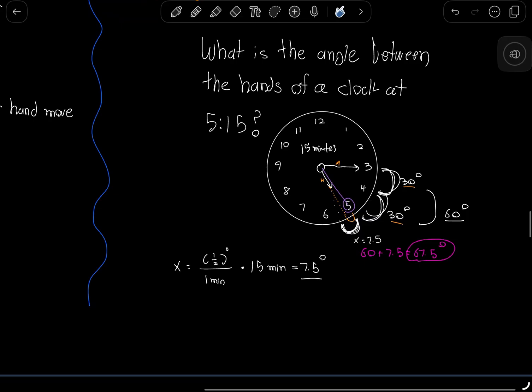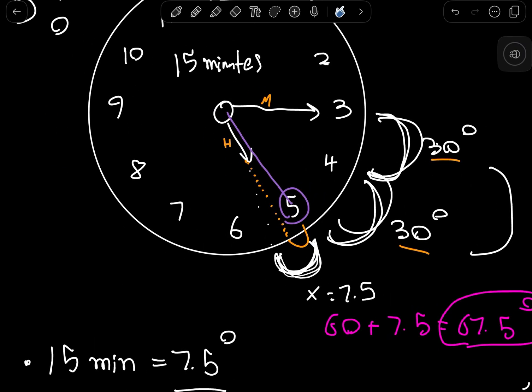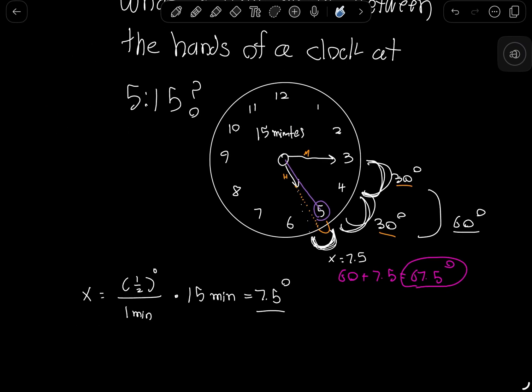So that is essentially the entire clock problem. To put it simply: first, draw the hands of the clock. Second, figure out the number of 30-degree sections you can count. Add those up together, and then finally find the leftover section and add that to the original to get your final answer.